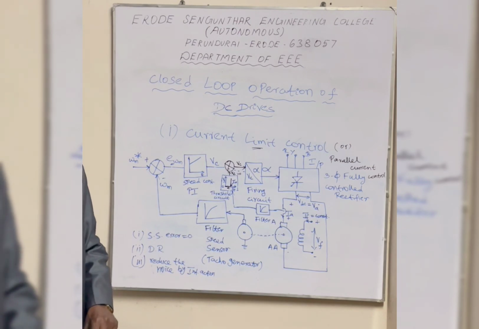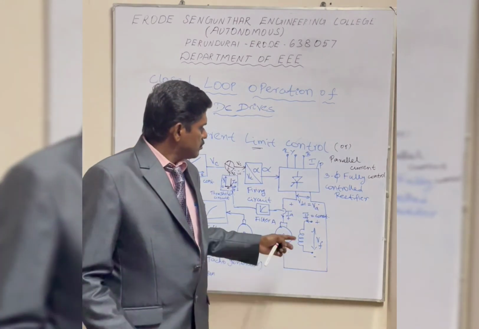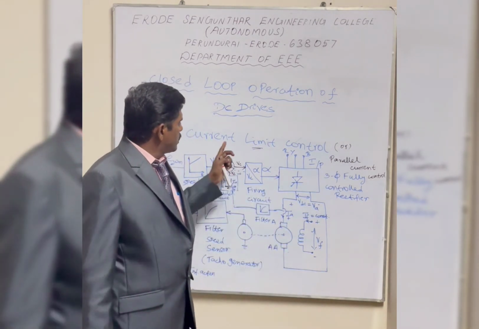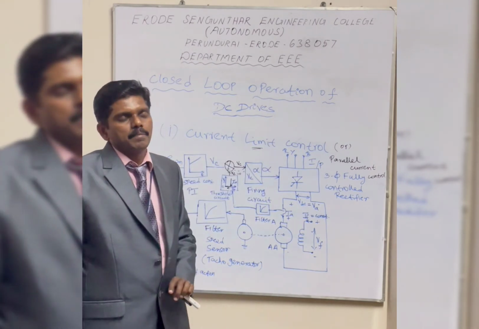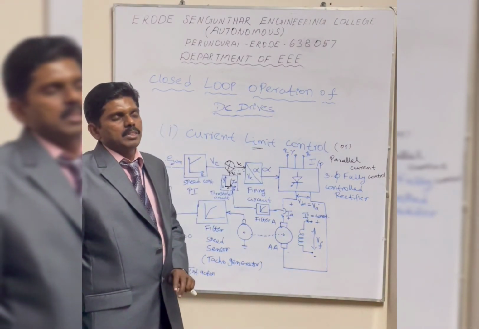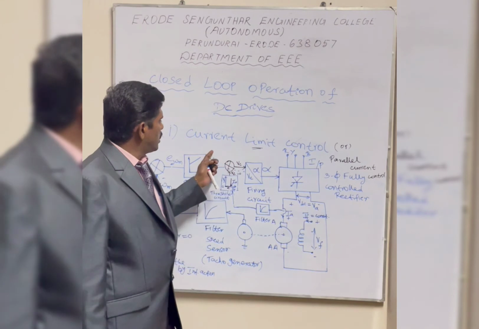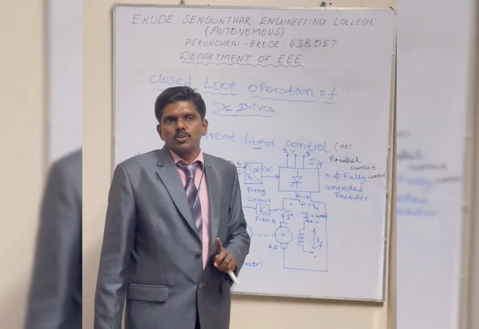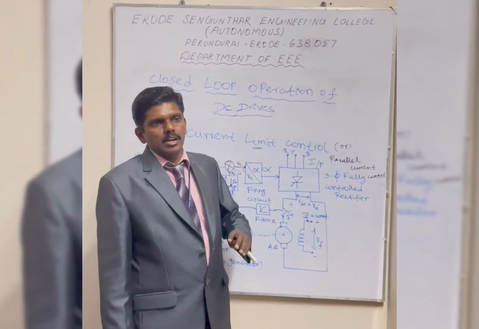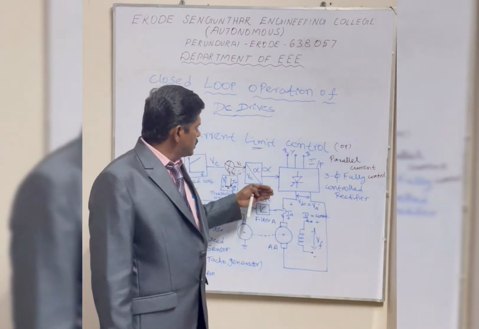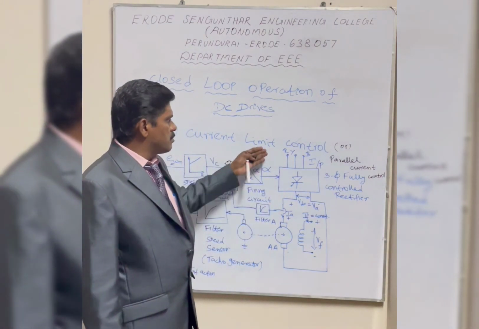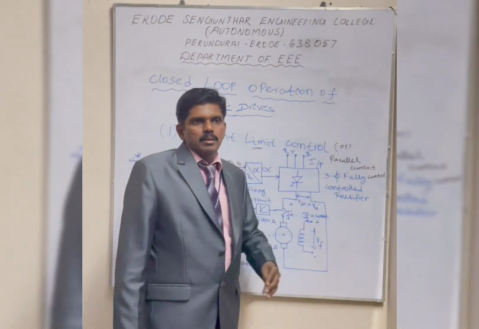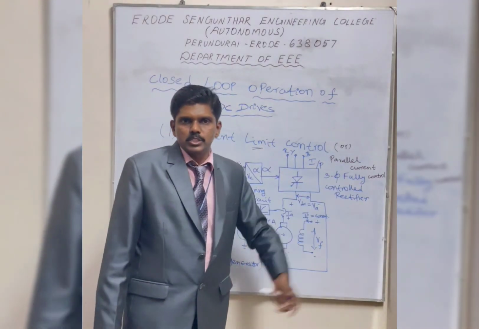Okay, clear? Thank you. Now we are going to discuss the second method. What is the second method? The second method is the inner current loop method, or inner current control. So what is inner current control? What is the difference between the current limit method and the inner current method? We will discuss in the next one.